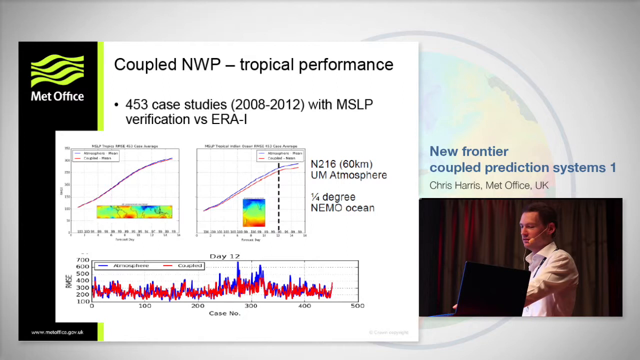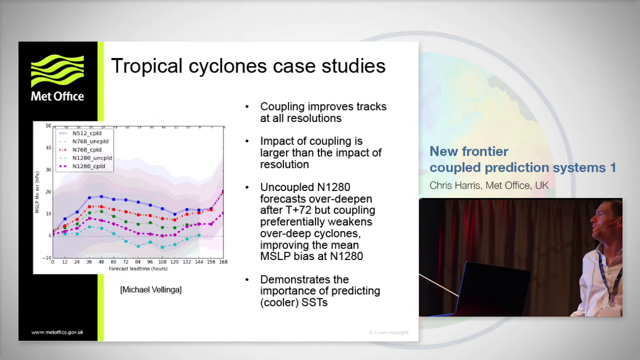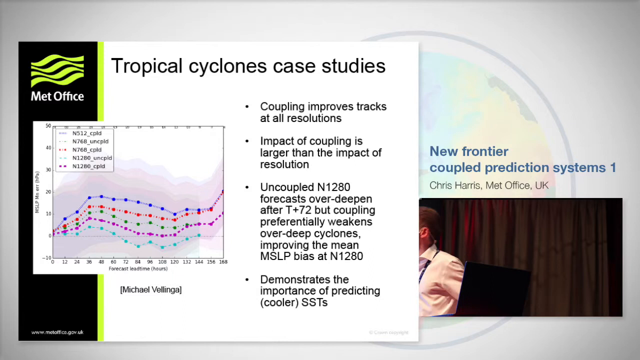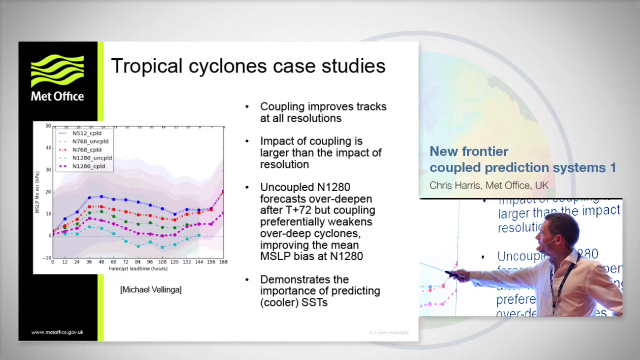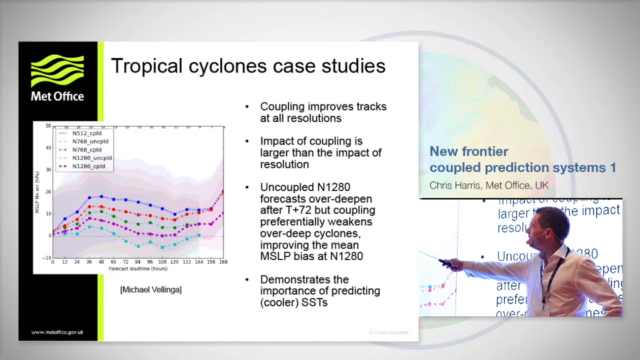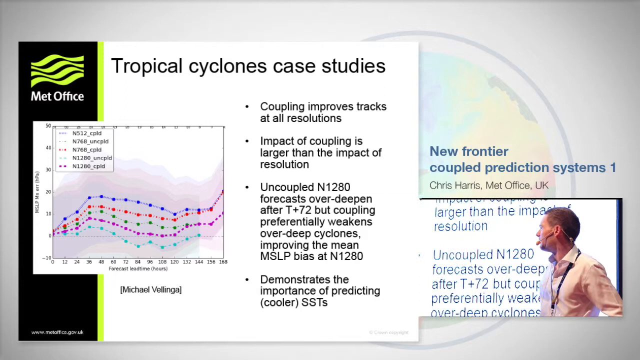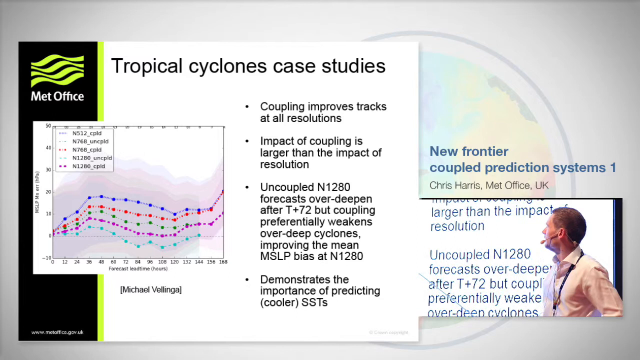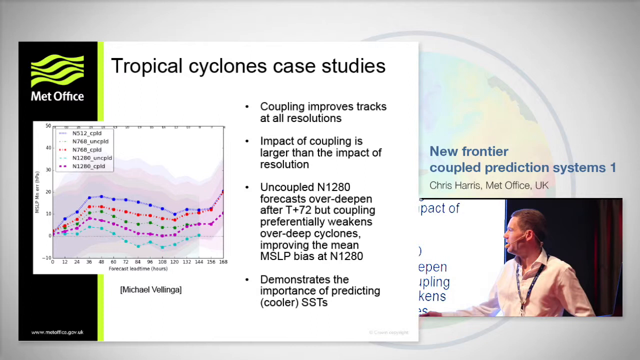And as with all systems, we've looked at tropical cyclones, and we've actually been able to look at a whole range of different systems, so either coupled or uncoupled. So we've looked at the 10-kilometer system. So this is our operational system, the N1280 uncoupled system. This is a coupled version of it. And then this is our previous operational system, about 17 kilometers, with a coupled version of it, and then a slightly lower resolution coupled version as well. And these are showing mean sea level pressure errors in tropical cyclones. I forget exactly how many cases there are, but it was a fair number of cases went into these statistics.